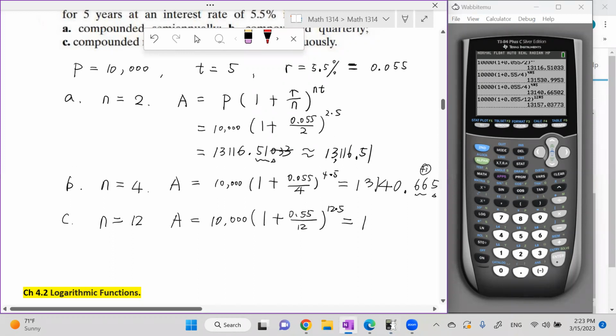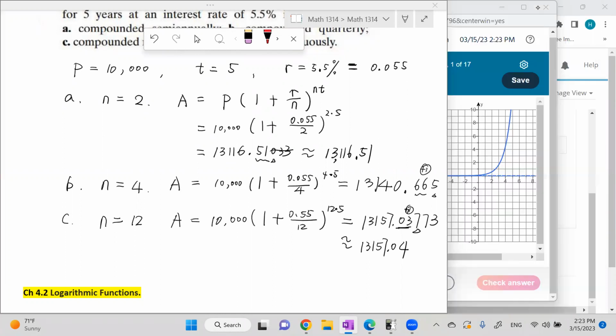Yeah, I'm so glad the calculator is still here. It's 13157.03773 and round it to the penny. So keep these 2 decimal places, and 7 is greater than 5. So we make the 3 add 1. So we have 13157.04. All right, what's the last question?